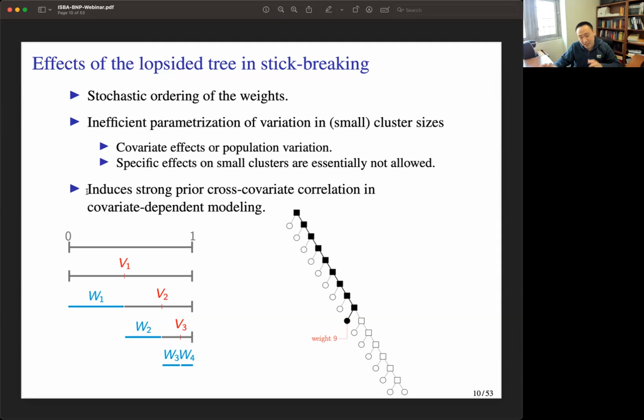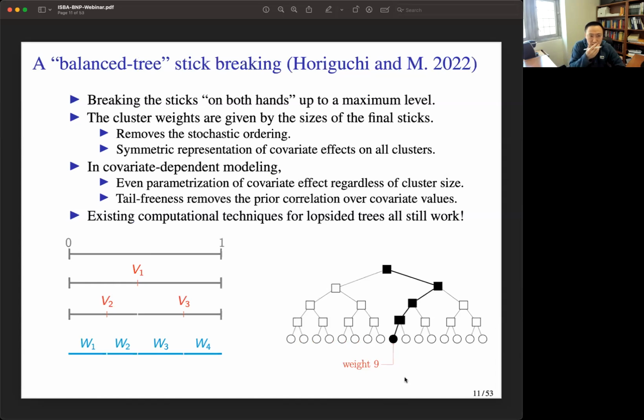And we'll see in a couple of slides a phenomenon which was first noted by Abel and David in their probit stick-breaking paper earlier, which is that in covariate modeling, if you adopt this kind of stick-breaking mechanism, a lopsided tree structure, you tend to induce very strong prior cross-covariate correlation in the random measures that you generate. We'll see the phenomenon. I'll come back to it in a couple of slides. But let's look at the alternative.